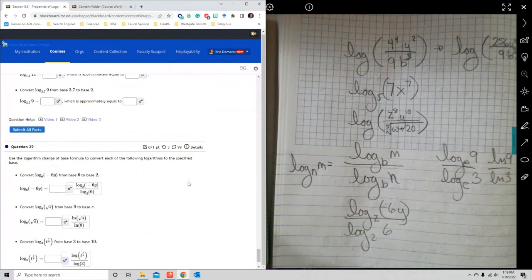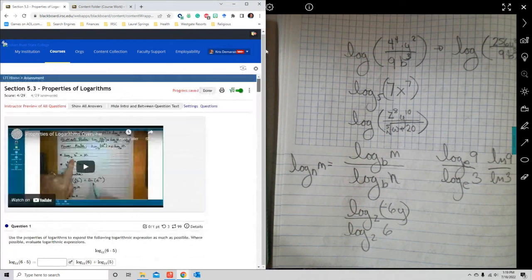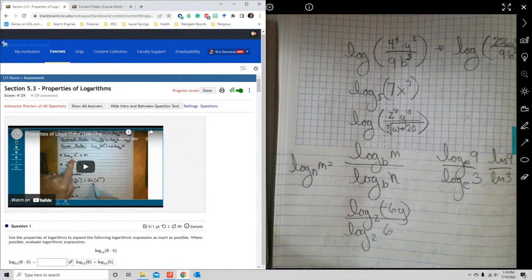All right, that's for what, 5-3. I'm hoping you're enjoying logs. I mean, they're not that bad. It's just moving pieces. That's all it is. You've got to learn properties. That's the problem. If you can't remember all the properties, then you're kind of in a world of hurt.